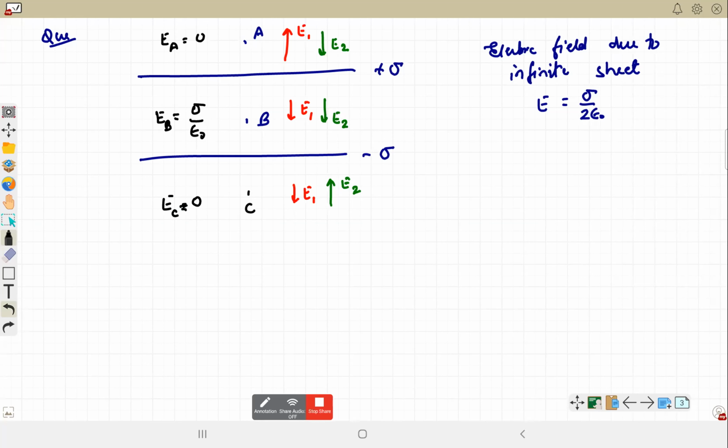Yes, sir. So at point A it will be 0, at point B it is sigma by epsilon naught, क्योंकि दोनों sheets की electric field को हम add कर लेंगे, sigma by 2 epsilon naught plus sigma by 2 epsilon naught, it will become sigma by epsilon naught.